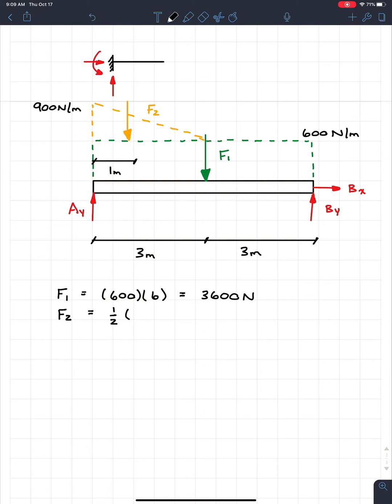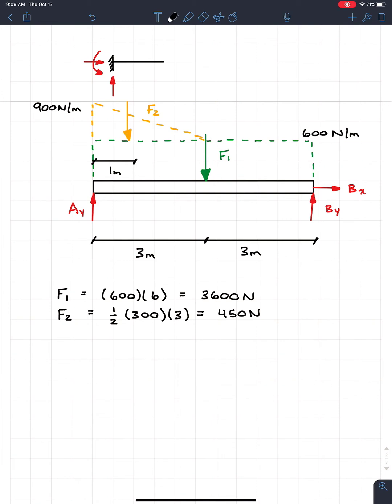So the actual height of the triangle is going to be 300, because we're only looking at that relative height. And it only spans the 3 meters, not the whole 6 meters. We throw that in, we're going to get 450 newtons. So 2 unknowns right off the bat, good to go.